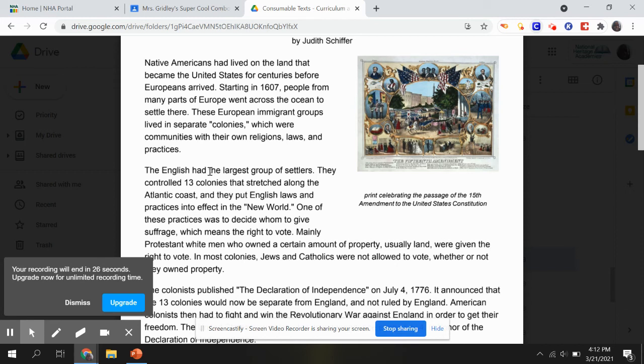So now I'm asking, how does the organization of this text help me to understand it? It helps me understand how voting rights were first established and how, from very early on, voting rights were restricted only to a select group of people, Protestant white men who owned land.